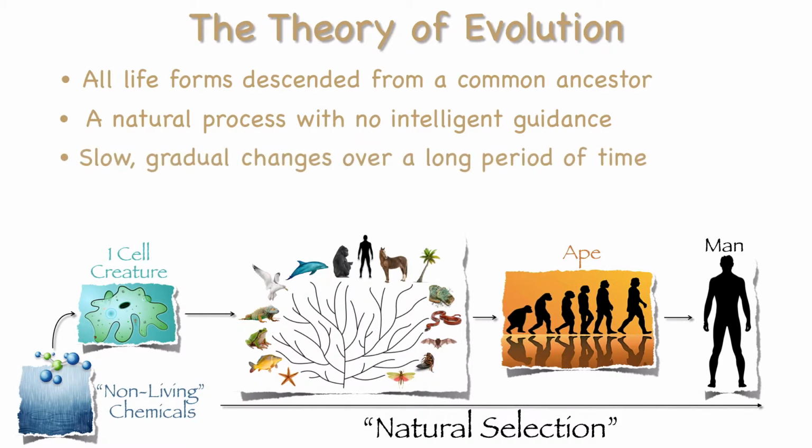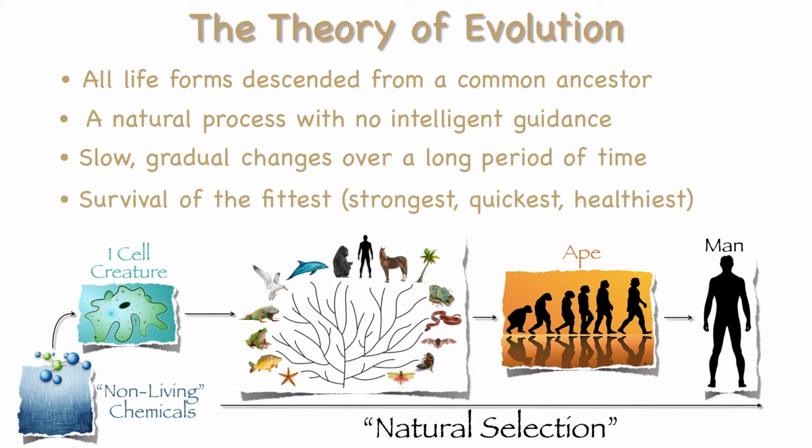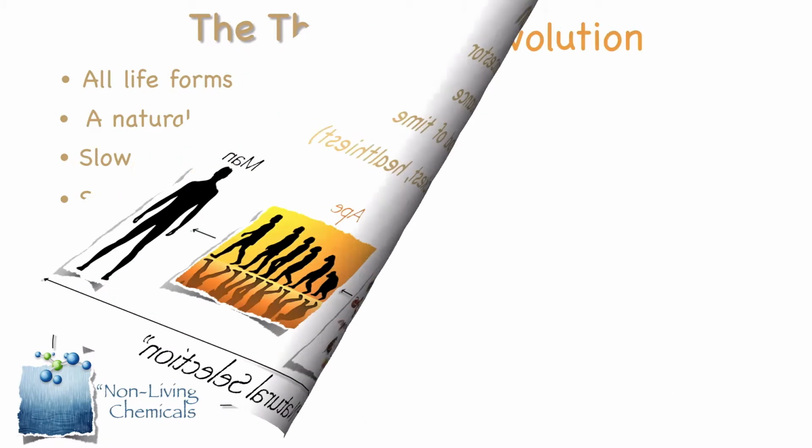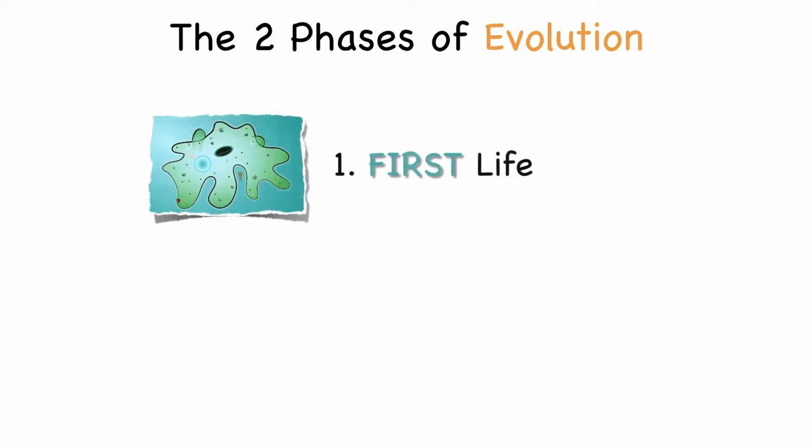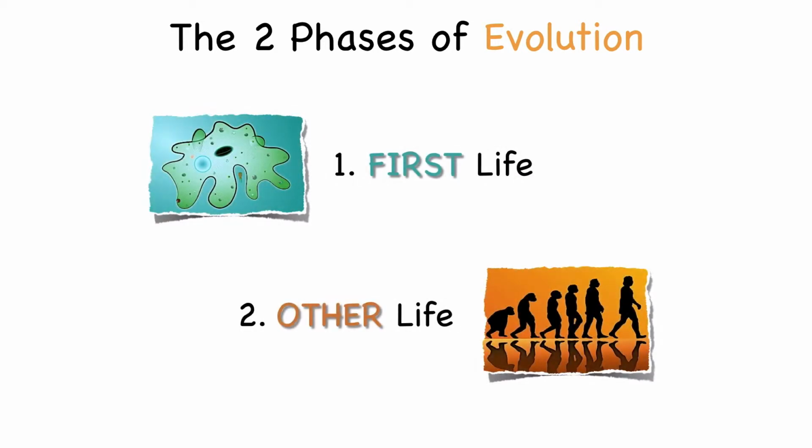These life forms then underwent slow, gradual changes over a long period of time, and a real key teaching is the survival of the fittest, where the strongest, quickest, and healthiest survived. The weaker, slower, and unhealthy did not. This is known as natural selection. Now for me, I like to think of the theory of evolution as having two main parts, phase 1 and phase 2. Phase 1 is the very first life, and phase 2 is all other life.